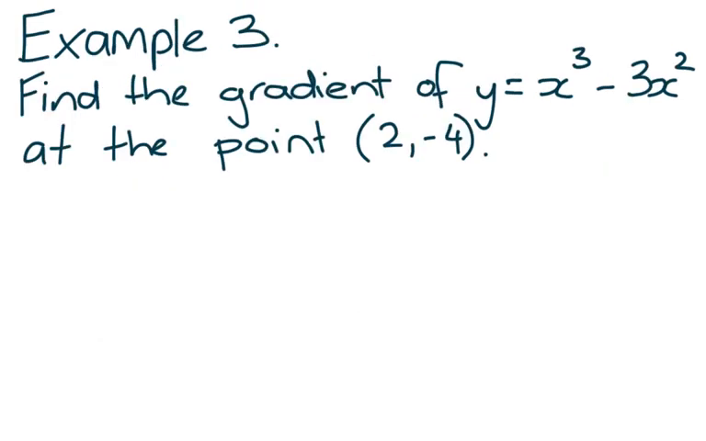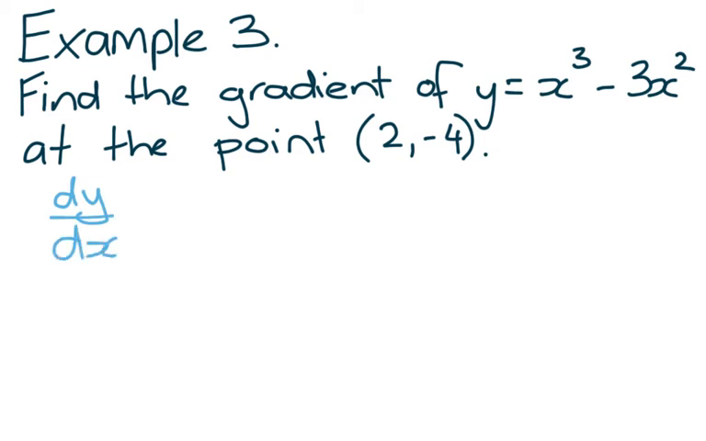So what we were talking about before is being able to find the gradient at a particular point on a curve. So that's what example 3 is going to be. We need to find the gradient of y equals x cubed, take 3x squared, at the point 2, -4. So if we're ever asked to find the gradient at a point of a curve, that should immediately tell you that we need the gradient function, and the gradient function is the derivative. So the very first step would be to find the derivative.